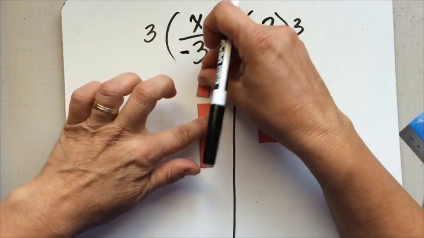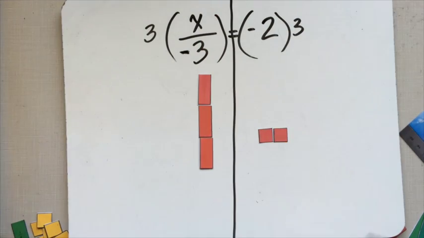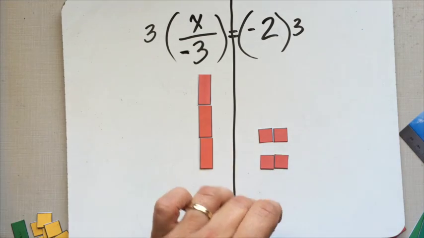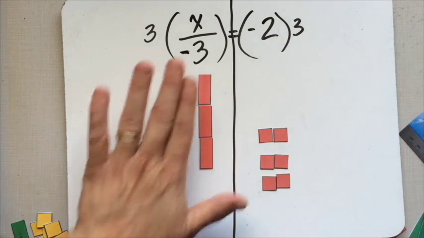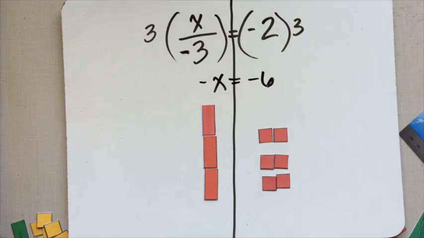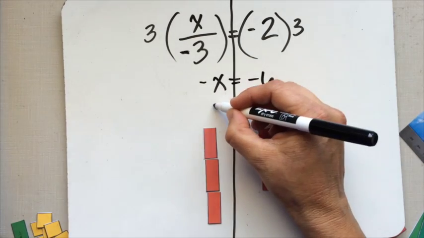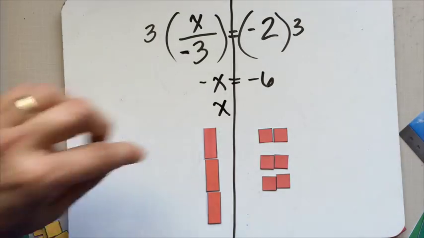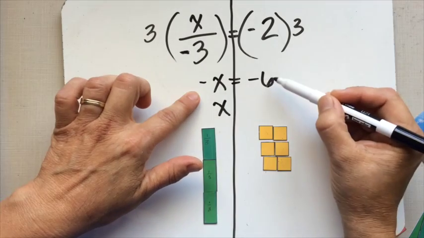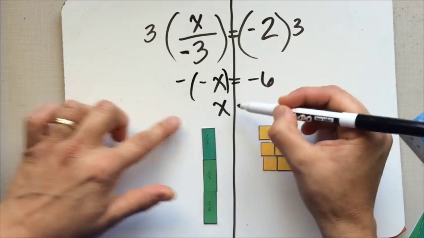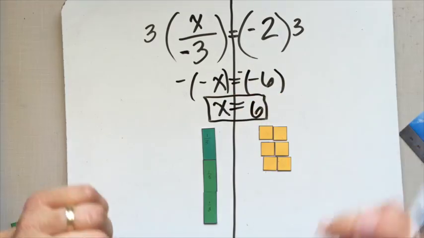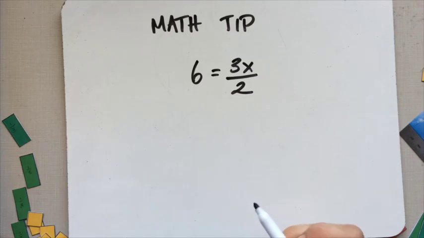So I've got 3 groups of 1/3 x. And I've got 3 groups with 2 -1s in each group. So I get -x is equal to -6. I want a positive x, so I need to take the opposite. So if -x equals -6, when I take the opposite of -x, I get positive x. When I take the opposite of -6, I get +6. X equals +6.